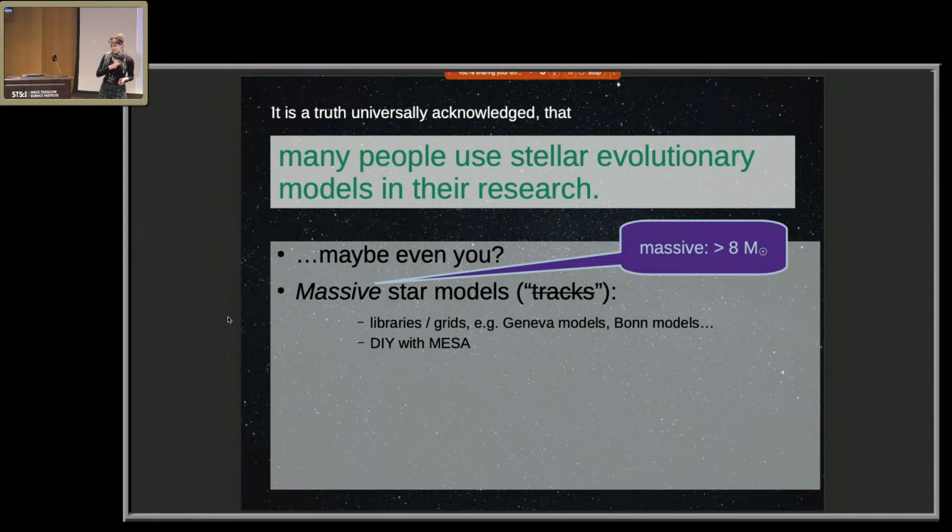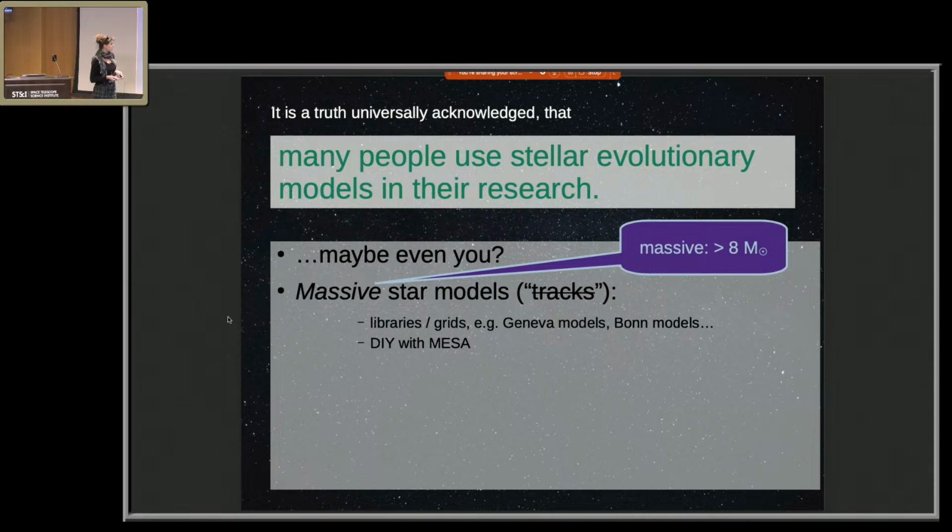Now, I'm a massive star person, so today I only want to focus on massive stars, meaning stars more massive than 8 times the sun. If you are using low mass stellar evolution, ask someone else. That's not me. Now, there are of course many libraries or so-called grids, for example the Geneva libraries or the Bond grids, or many others that I'm going to mention later in this talk, available online so that people can just push the button, download the tables, and use them in their research. That's a thing many people do, and that's completely fine.